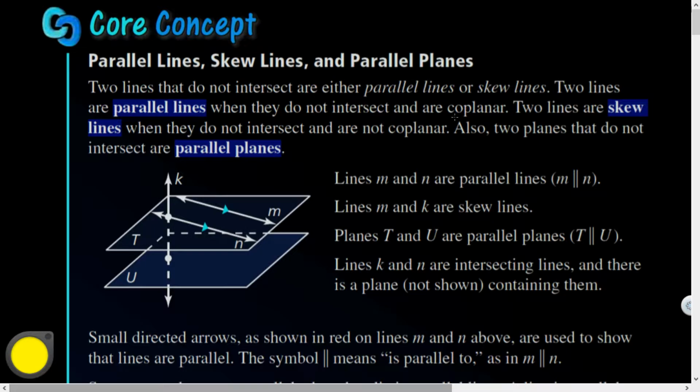So let's see, core concept: parallel lines, skew lines, and parallel planes. Two lines that do not intersect are either parallel or skew. Two options. Two lines are parallel when they don't intersect and are coplanar. So you can see that lines M and N are parallel here. We denote parallel with this double bar, literally a symbol of two parallel lines. That's such a convenient symbol. I like it.